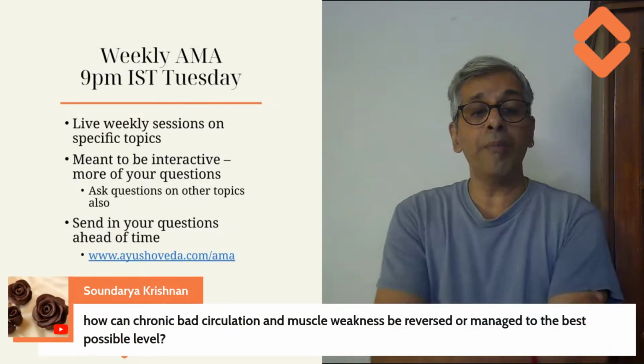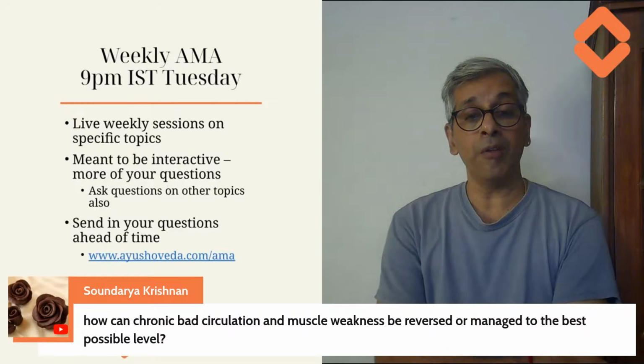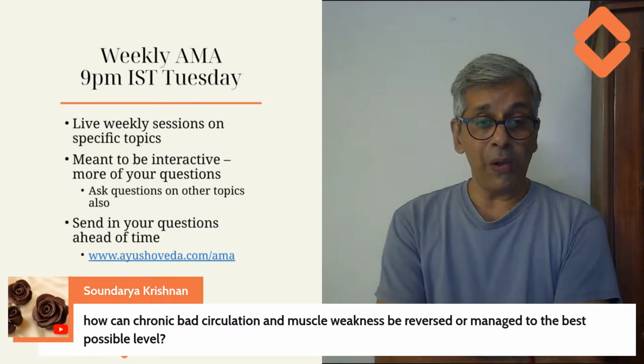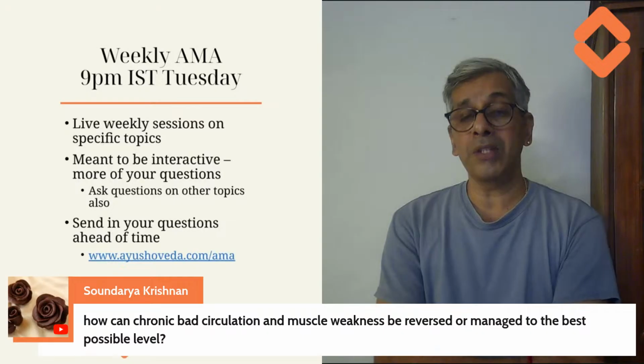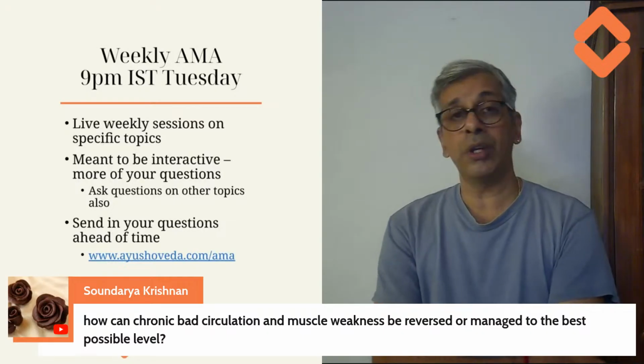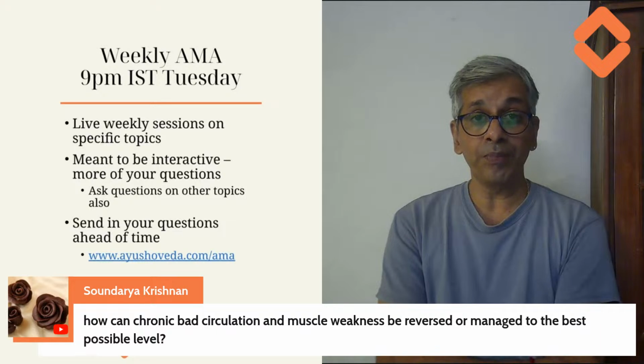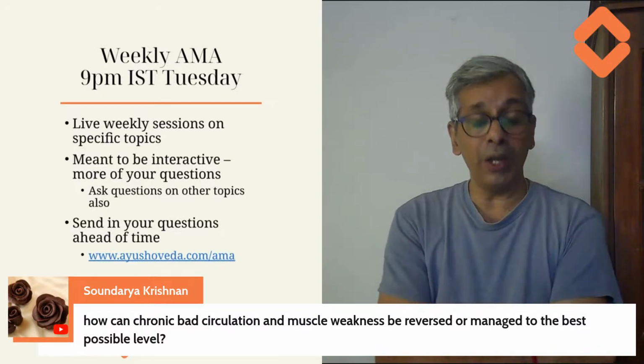How can chronic bad circulation and muscle weakness be reversed or managed to the best possible level? Soundarya, muscle weakness and bad circulation can definitely be managed. One is by abhyanga, that means oil application.